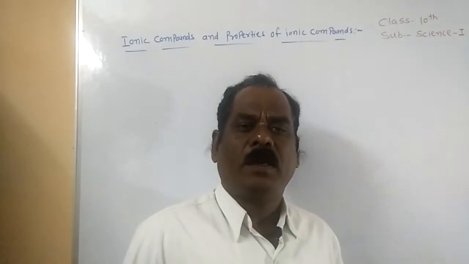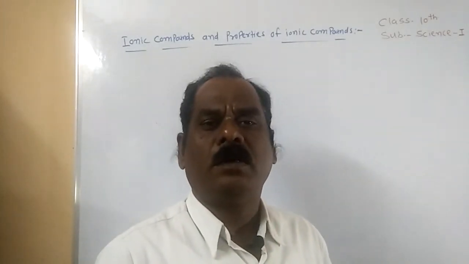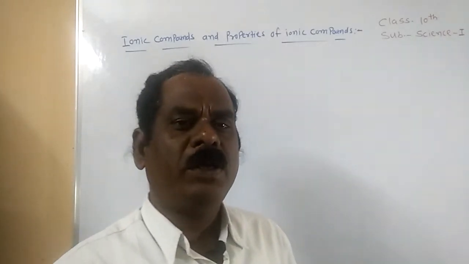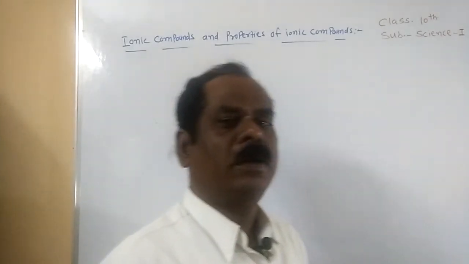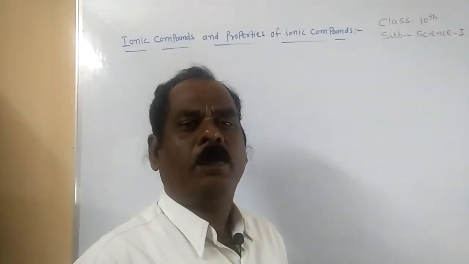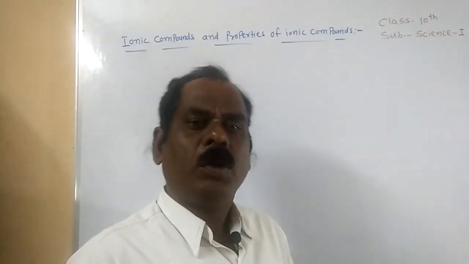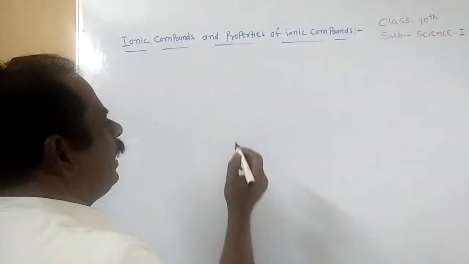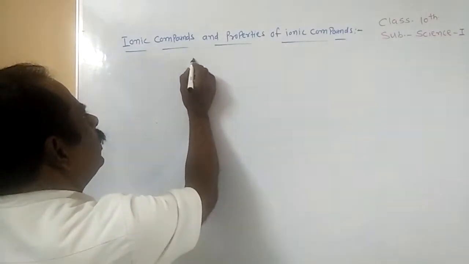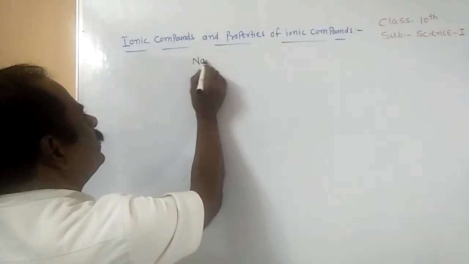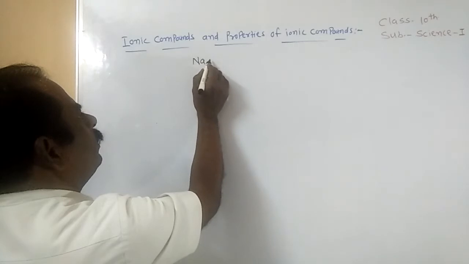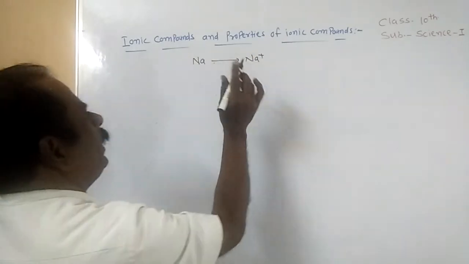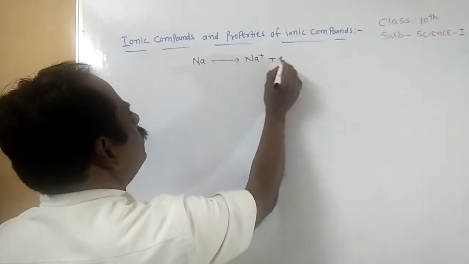Hello students, in the last lecture you studied the chemical properties of metals and non-metals. Today I will teach you the next topic in this chapter: ionic compounds and the properties of ionic compounds. You know that metallic atoms lose electrons in a reaction to form a cation. For example, sodium is a metallic atom. It loses an electron in the reaction and produces the Na+ cation.